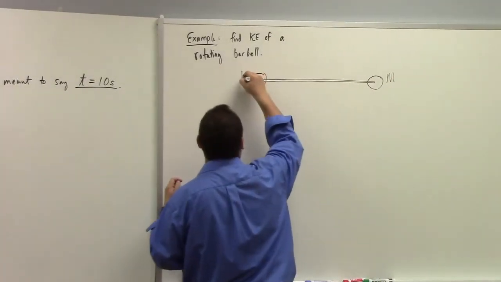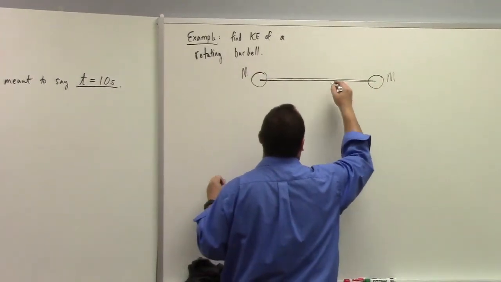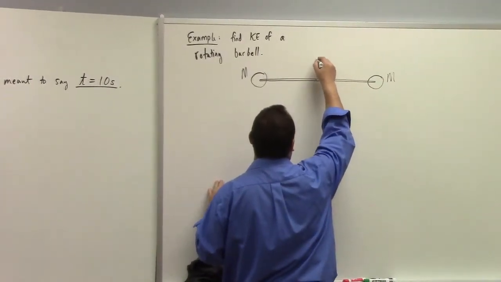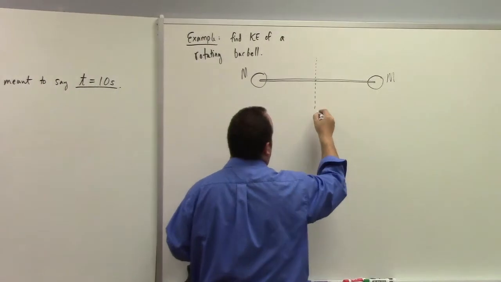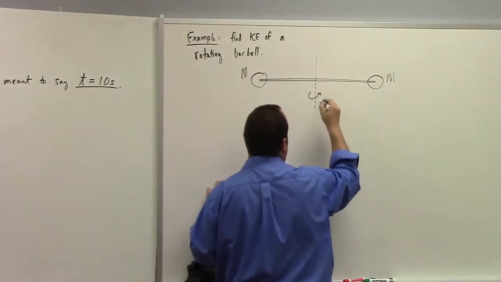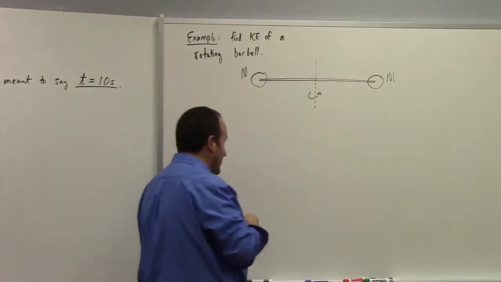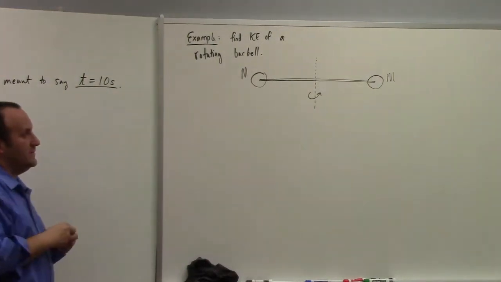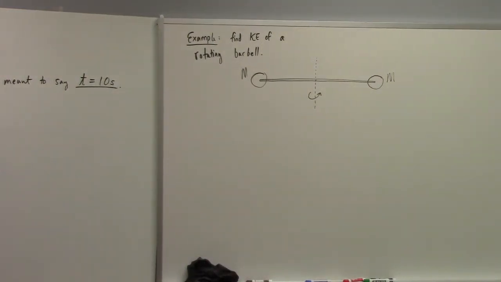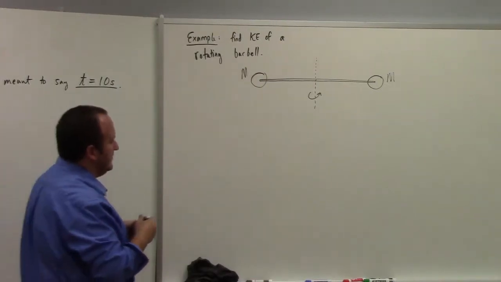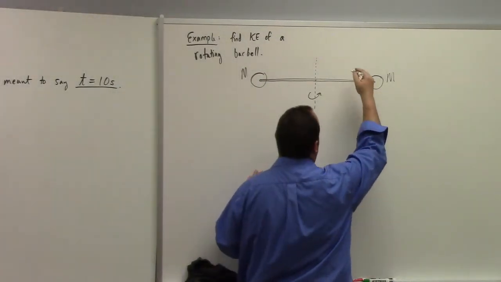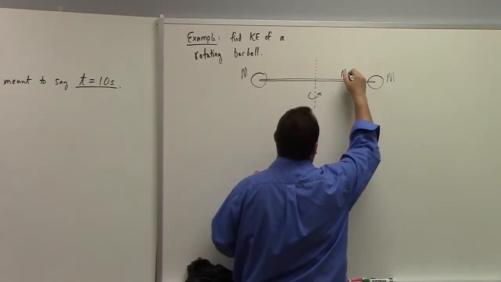And on the other hand, we're going to suppose that the system is being twirled around an axis like this. So we have a thin rod, and let's let the mass of the rod here be equal to m2.